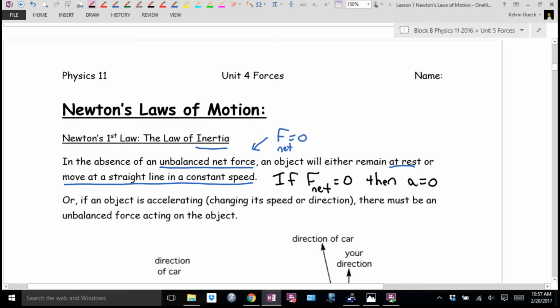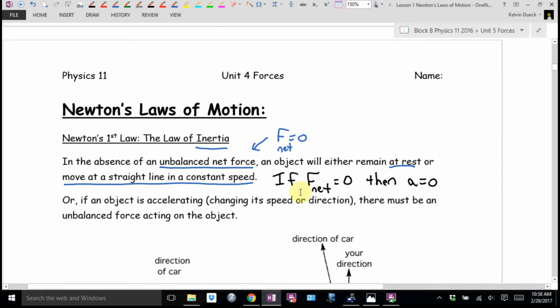If there's no unbalanced force on you, you can't accelerate. Which means if you're already at rest, you're going to stay at rest. Or if you're moving in a straight line at 6 meters per second, you're going to keep going in a straight line at 6 meters per second. You're not going to slow down or speed up. So let me read that again. In the absence of an unbalanced net force, an object will either remain at rest or move in a straight line at a constant speed.